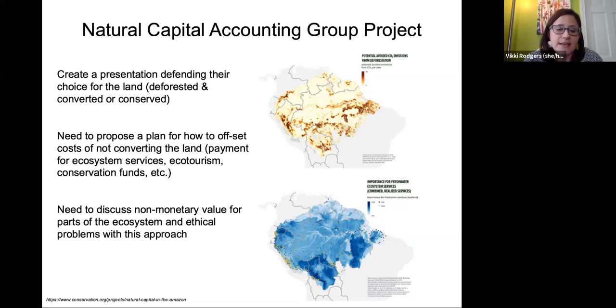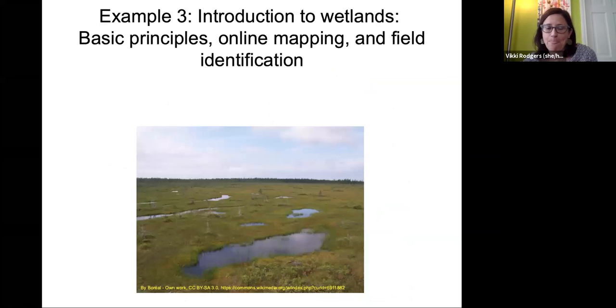And they also need to include a discussion of some of the non-monetary value for parts of the ecosystem and some of the ethical problems with only valuing things through this approach. So I'll end there and turn over to Ken to talk about his example.